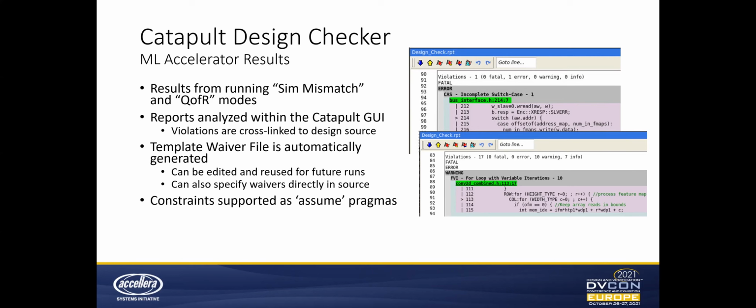And those constraints also come in the form of pragma statements in the code. These are specifically assumed pragmas. In summary, the Catapult Design Checker enables you to produce cleaner HLS design source without the need to push the design through synthesis or do any simulation, ultimately resulting in less debug of your post-HLS RTL.